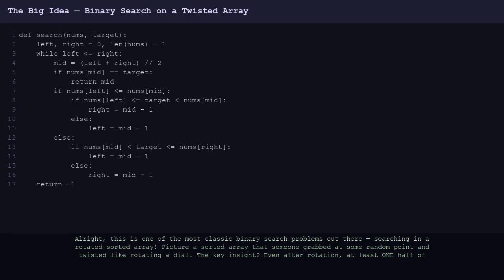Alright, this is one of the most classic binary search problems out there, searching in a rotated sorted array. Picture a sorted array that someone grabbed at some random point and twisted, like rotating a dial. The key insight? Even after rotation, at least one half of the array around any midpoint is always perfectly sorted. And that's our ticket to maintaining O(log n). We just figure out which half is sorted, check if our target lives there, and eliminate the other half.